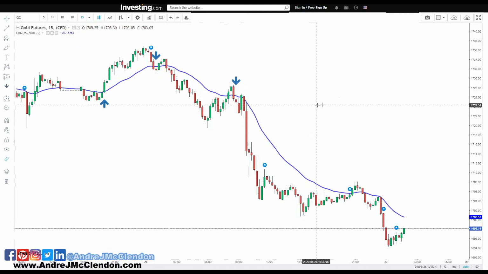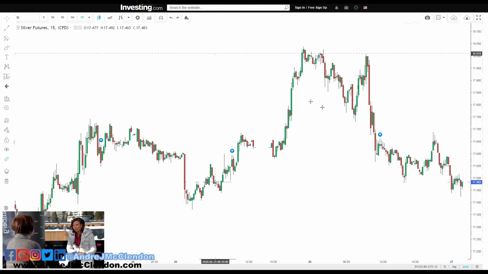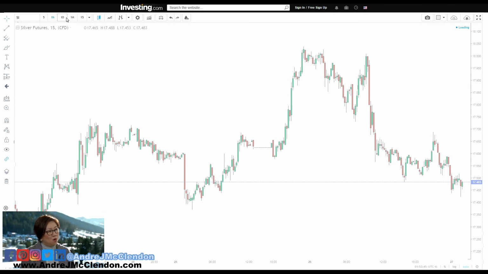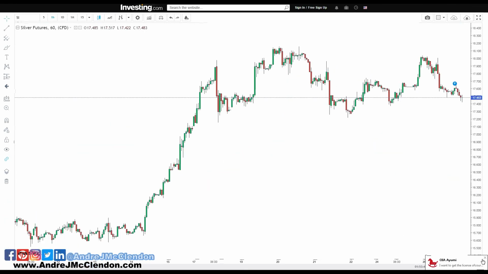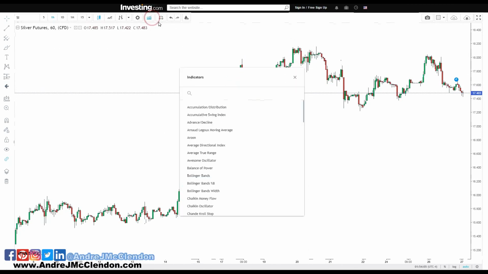Okay, so let's look at a different example. We're looking at silver, on investing.com again. We're going to be looking at this chart on, let's say, the 1 hour. All right, so look, guys. When we're looking at a trend indicator, we see this really big move. We saw it go from about 15.7 all the way up to almost 18. So let's look at the moving average to see if it gets you in line with the overall trend.